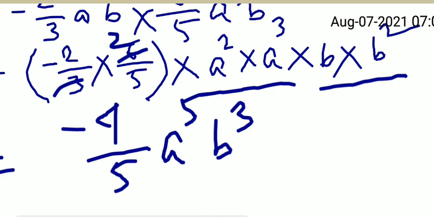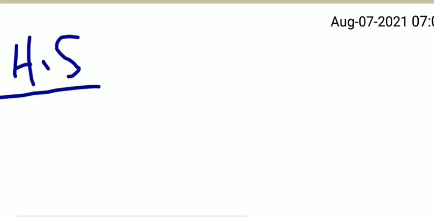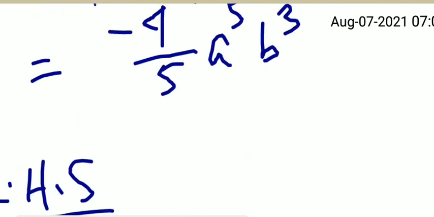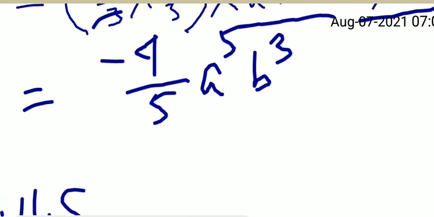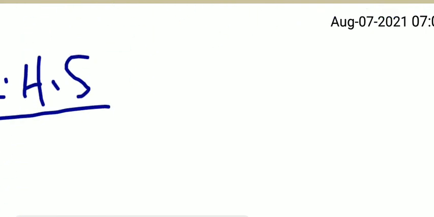Now you have to verify that. So first, you have to write LHS and RHS. Which one is LHS? LHS is this one: minus 2 by 3 a square b into 6 by 5 a cube b square. And RHS is minus 4 by 5 a to the power 5 b cube. LHS means left hand side and RHS means right hand side.